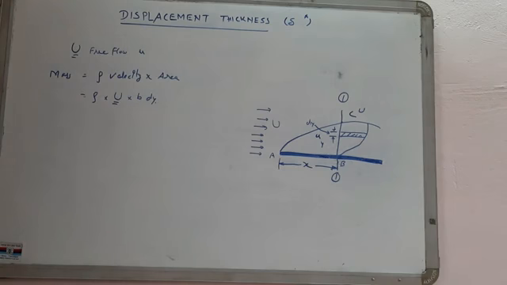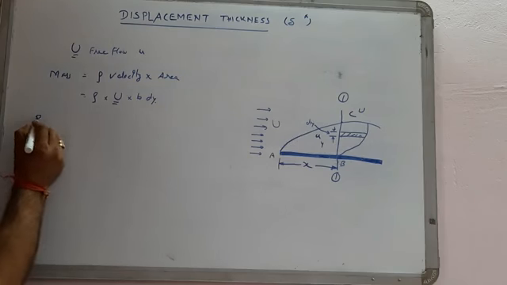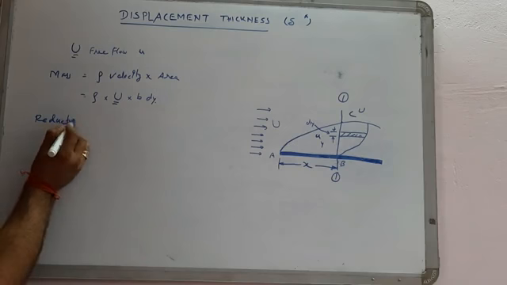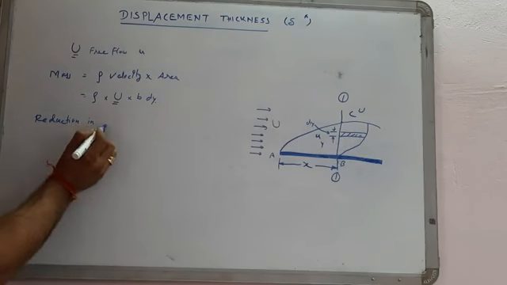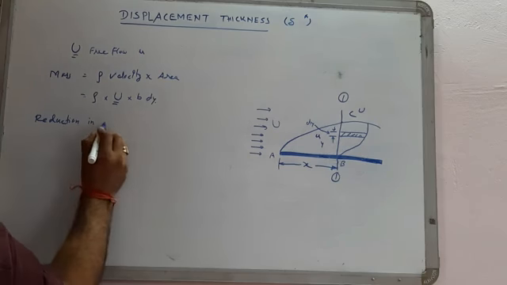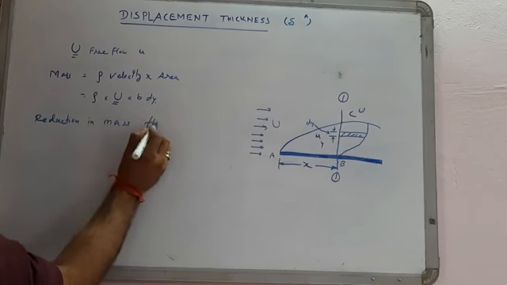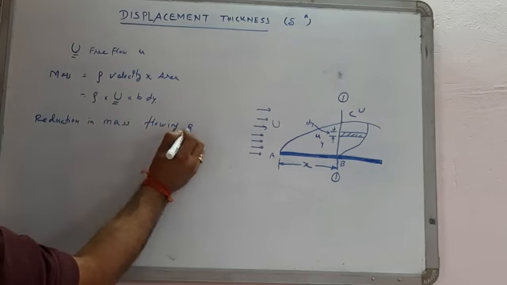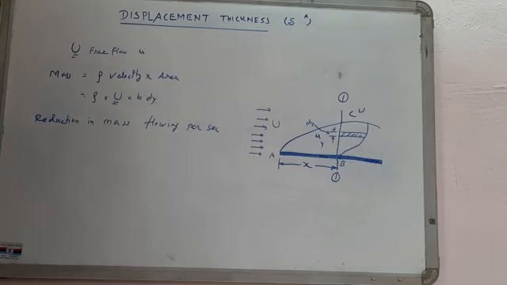Hence, due to the presence of the plate and consequently the formation of boundary layer, there will be a reduction in the mass flowing per second through the elemental strip.